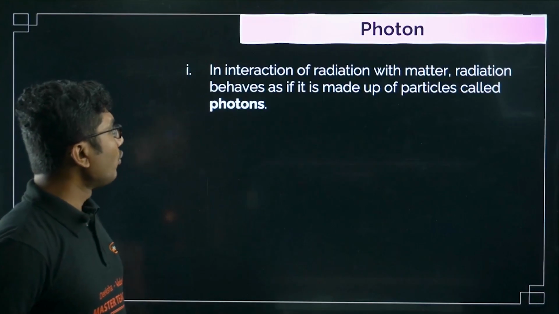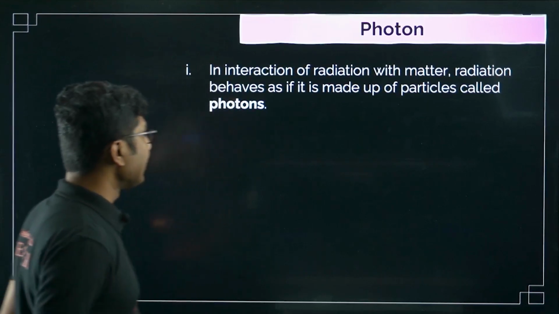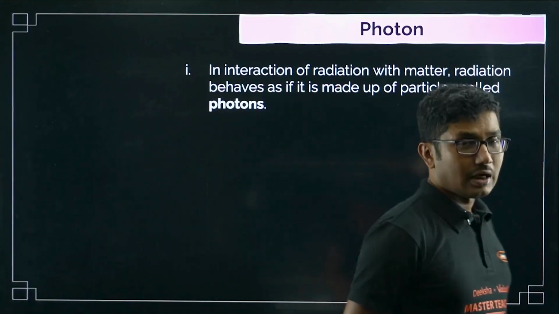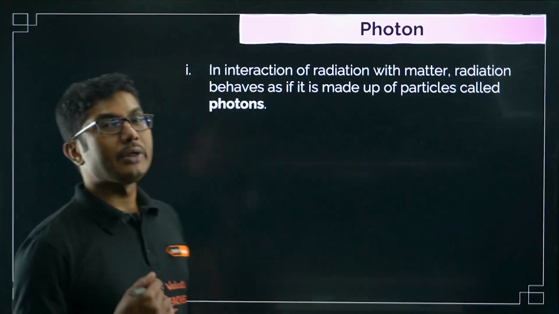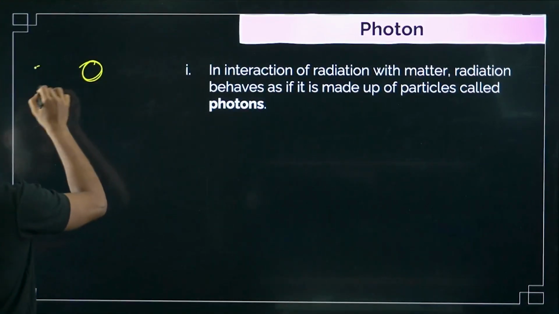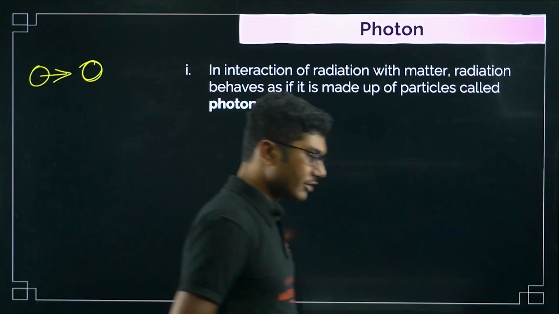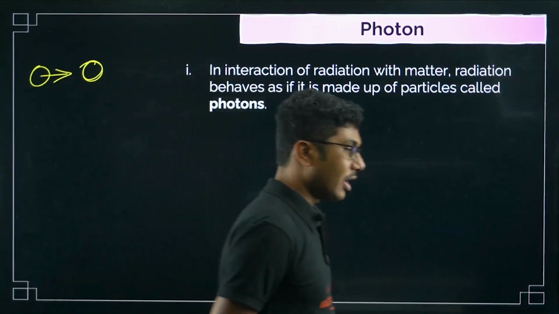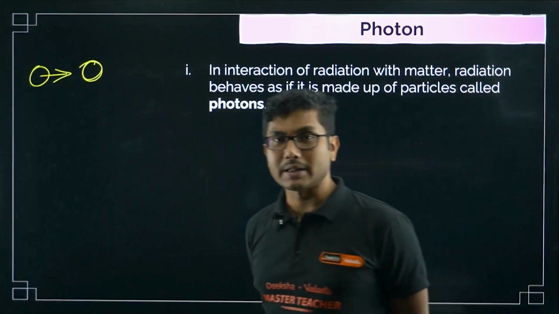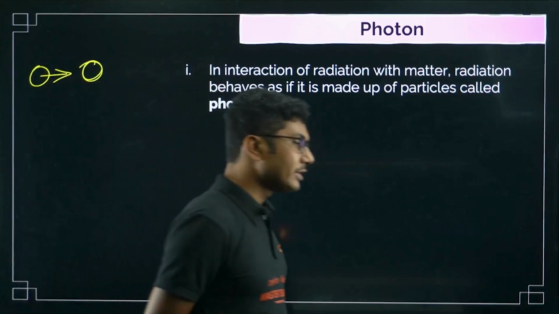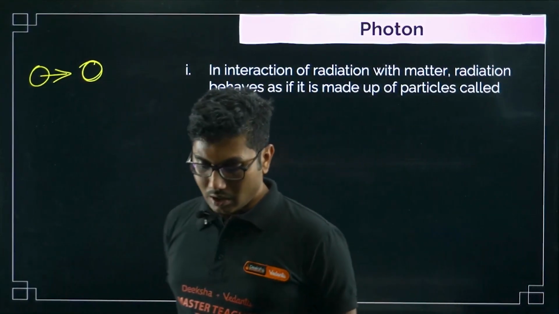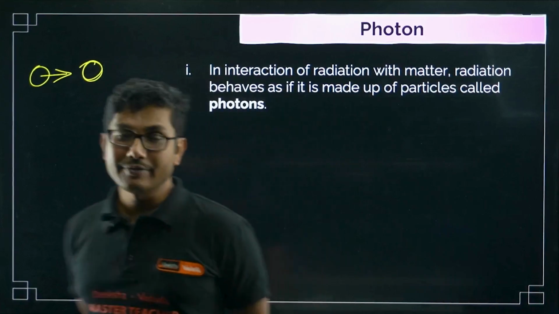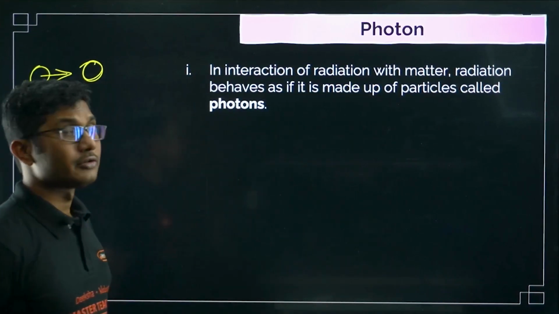Now photon. In interaction of radiation with matter, radiation behaves as if it is made up of particles called photons. As I said, electrons are absorbing the energy. You can imagine this as a collision between two particles. There was one ball and you hit it with another ball, and the ball starts moving immediately after collision. So basically you can consider the motion of the electron as a collision between the light and the electron. Now how can light collide with a particle? Electron is a particle, light is a wave. How can they collide with each other? That collision is only possible if light is not a wave but a photon. So while interacting with electrons or smaller particles, light behaves as a particle itself. Those particles are called photons.